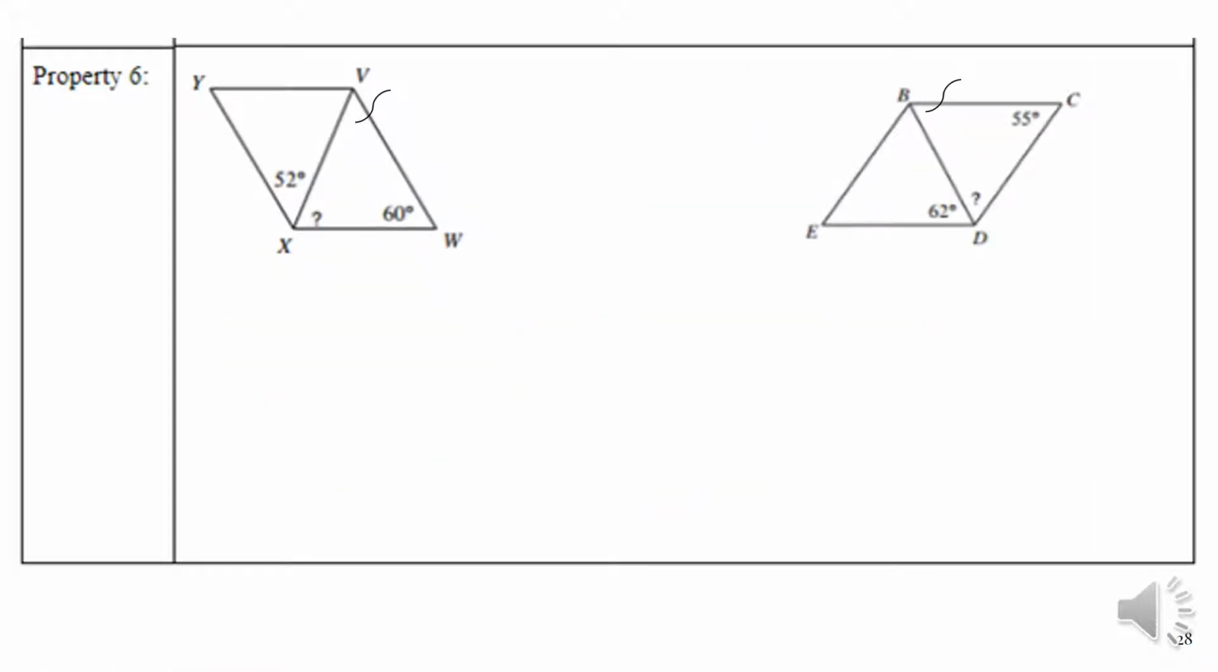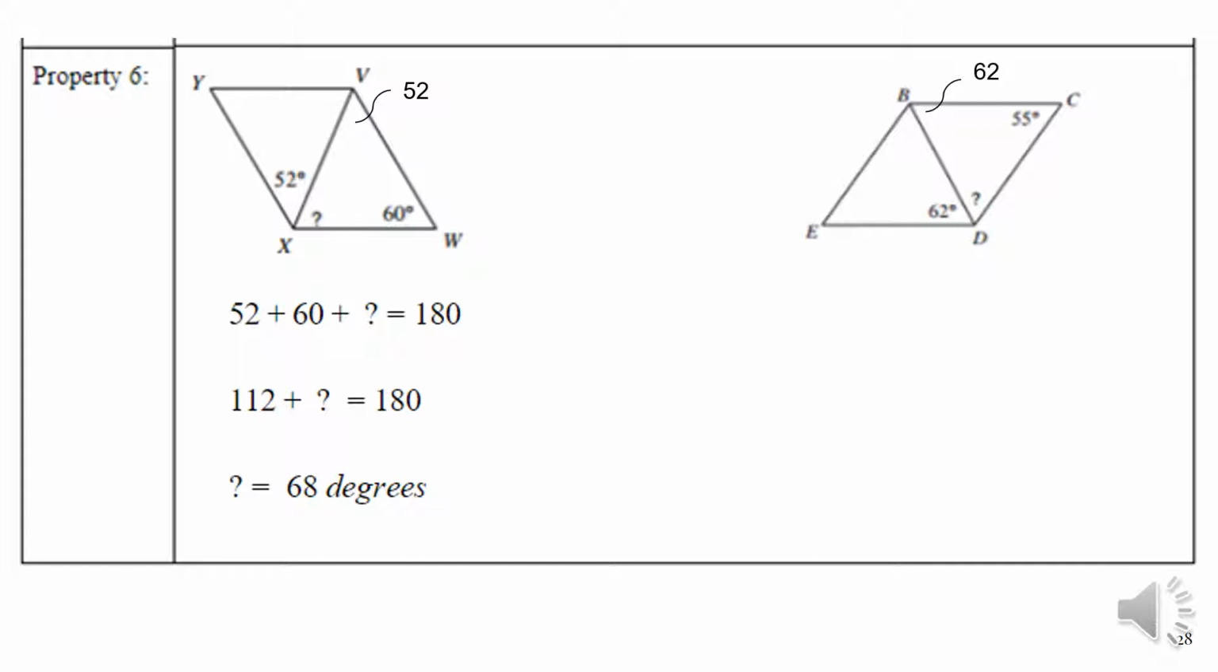Property 6 deals with congruent triangles, so keep in mind what you've learned about parallels. If the bottom left angle is 52, then the one on the top right also needs to be 52. And also, what do we know that the angles of triangles add up to? They add to 180. So 52 plus 60 plus the one we don't know adds to 180. Thus, we can solve for the one we don't know, giving us an answer of 68 degrees.